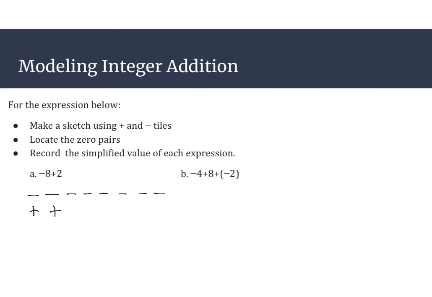Next, I'm going to locate my 0 pairs. Well, there's a 0 pair, and there's a 0 pair. So what I'm left with is 6. Oh, there's my cat. So I'm left with a negative 6, I'm sorry. So my answer is negative 6.